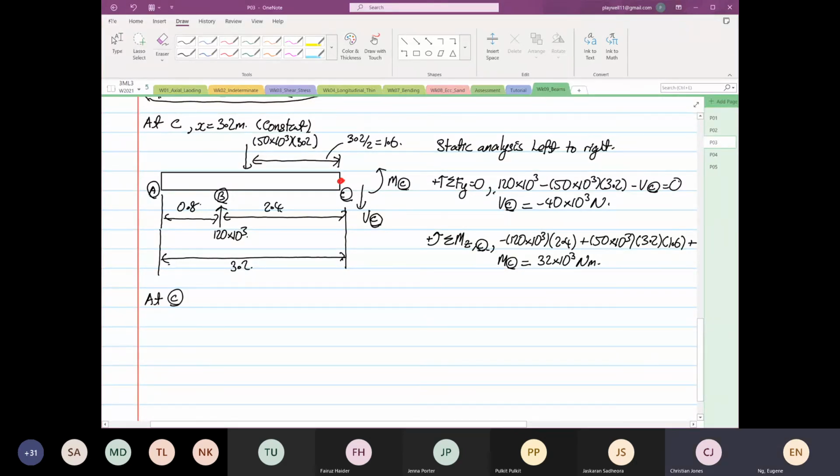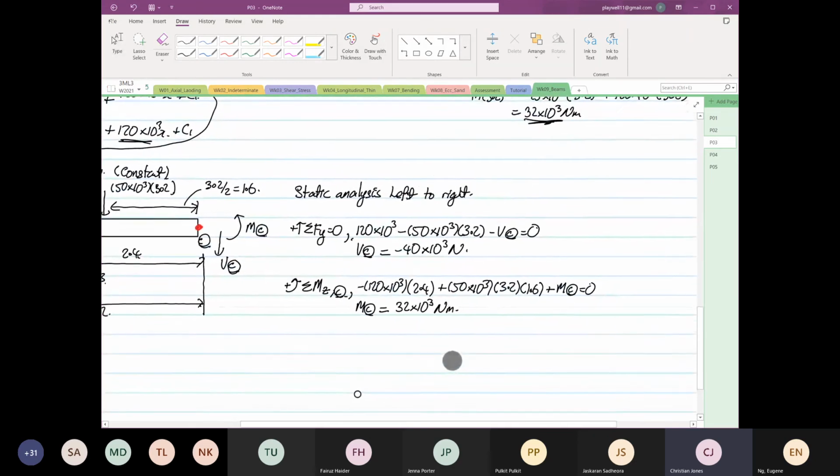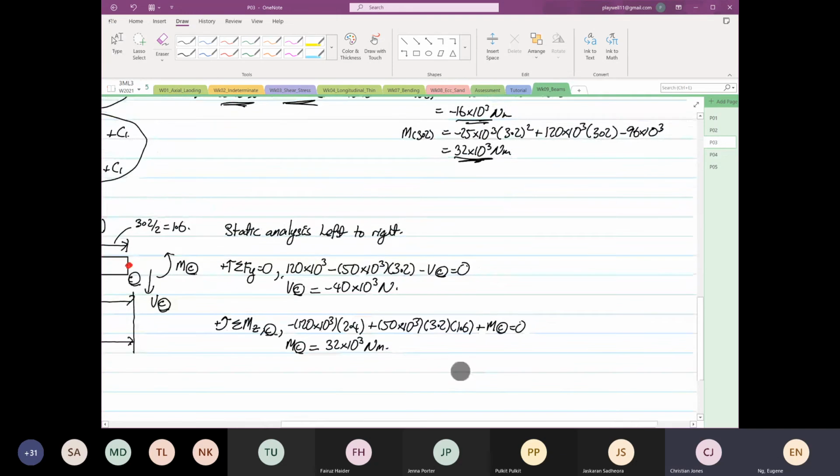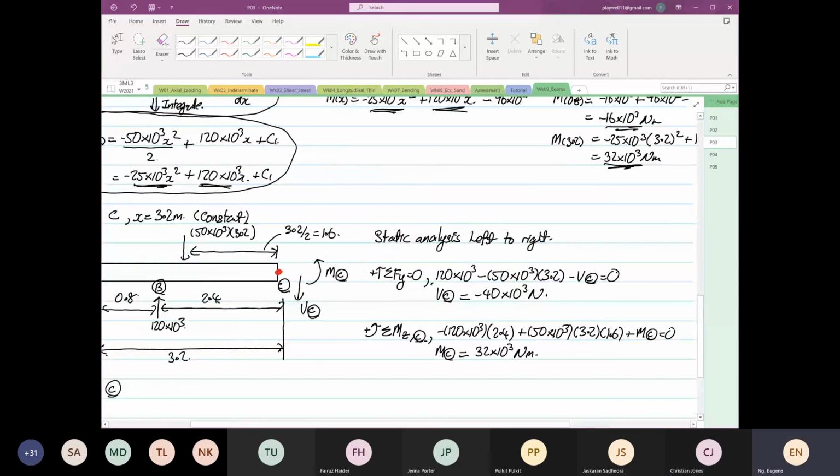Sorry, Eugene, for the moment that you just did, why is it multiplied by 3.2 and then by 1.6? Oh, this is because that is where we get the 1.6. Oh, I see. Thank you. Okay, this is because of the position of the centroid of the equivalent load. Okay, the 3.2 is with a 1.6 equivalent load.